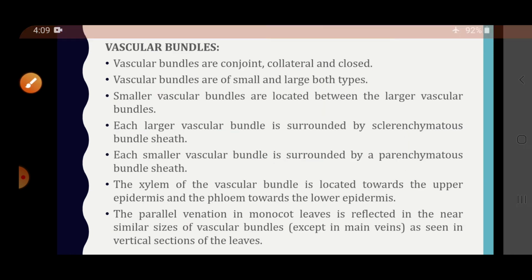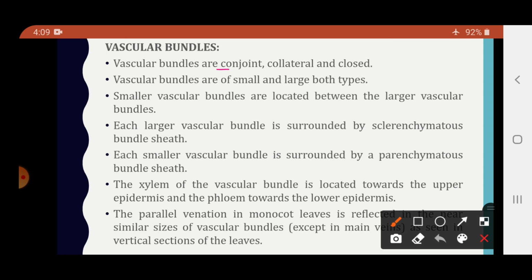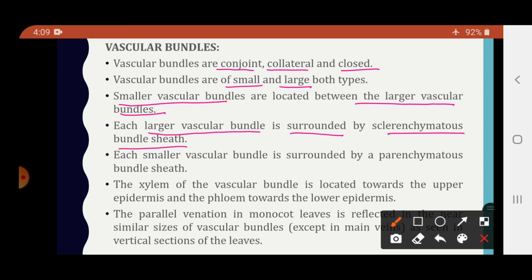Clear? Now vascular bundles. Vascular bundles are conjoint, collateral and closed. They are of both small and large types. Smaller vascular bundles are located between the larger vascular bundles. Each larger vascular bundle is surrounded by sclerenchymatous bundle sheath. See students, यहाँ पे larger smaller दोनों vascular bundle हैं. Normally between the larger vascular bundles are present smaller vascular bundles.